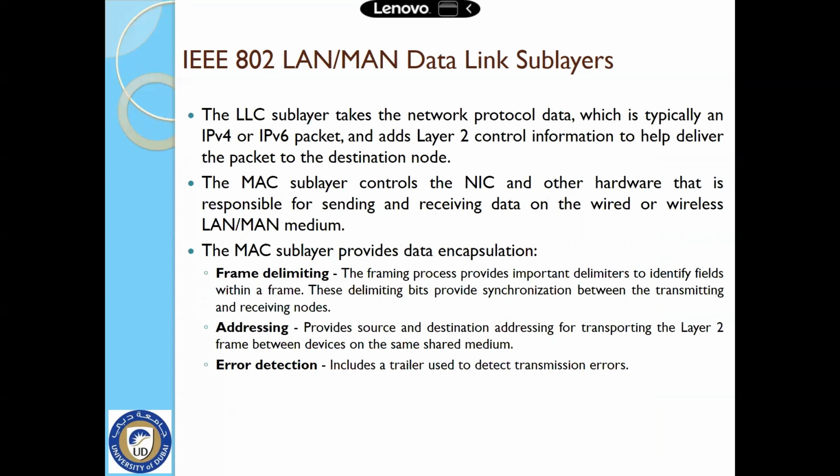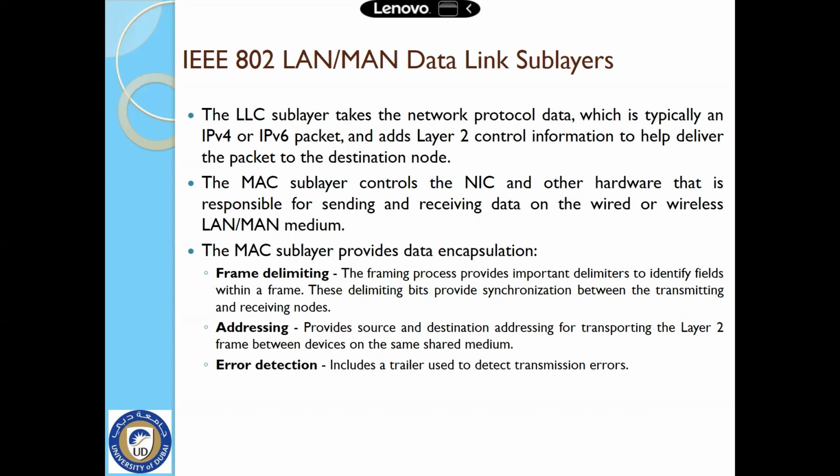All right, so what is the job of the LLC? It takes the network protocol, which is typically IP version 4 or 6, and adds layer 2 control information to help deliver the packet to the destination node. Then the MAC sublayer will do the encapsulation and other hardware work that's responsible for sending and receiving data over the network. The MAC sublayer does this job by frame delimiting, addressing, and error detection.